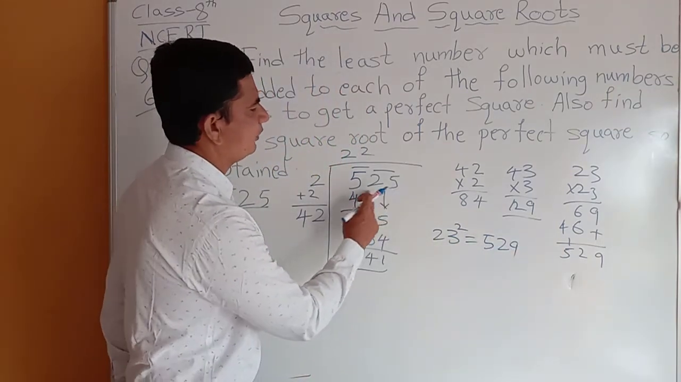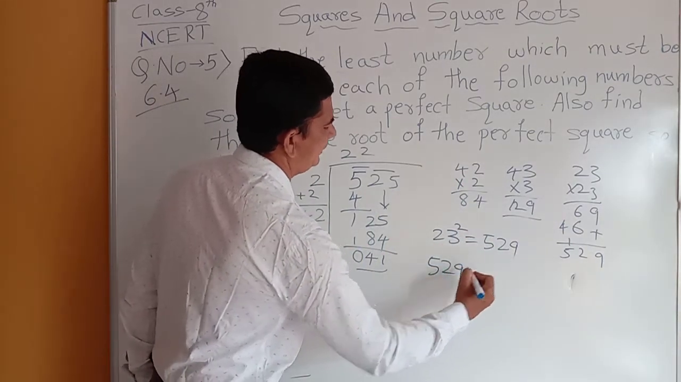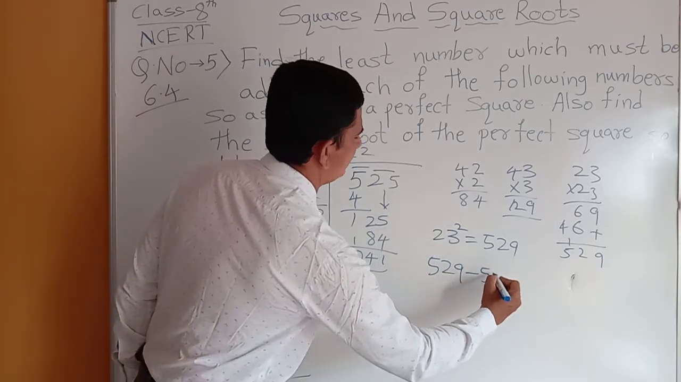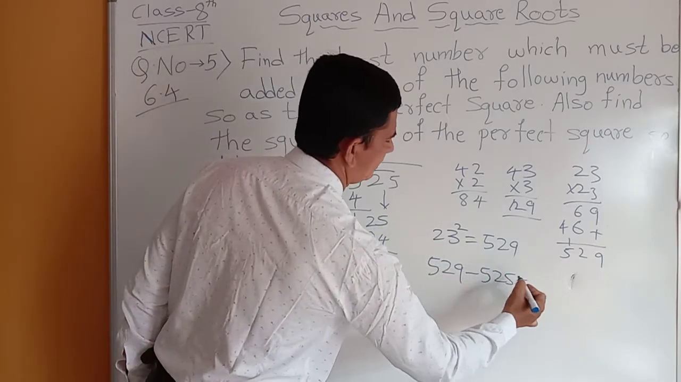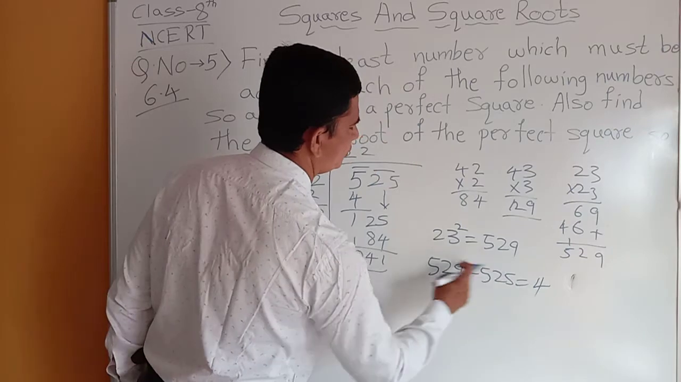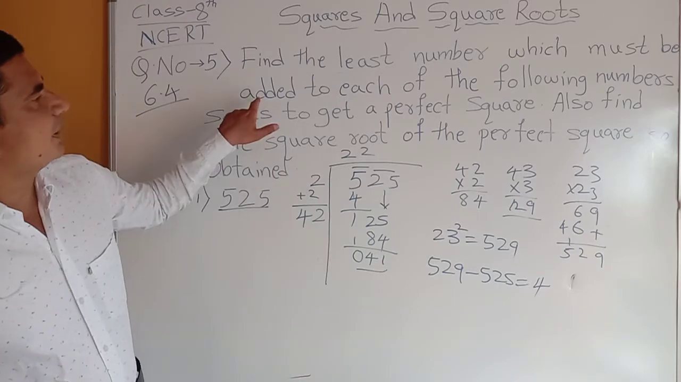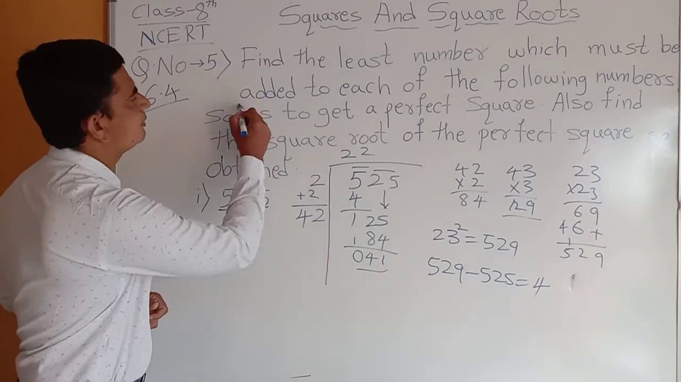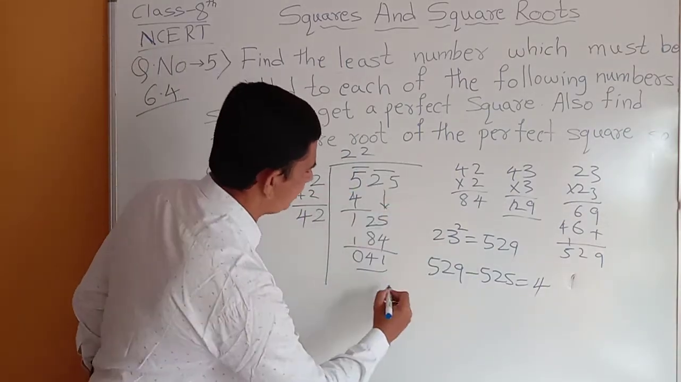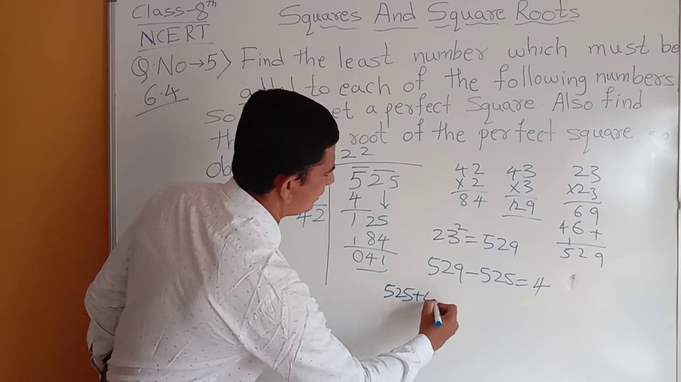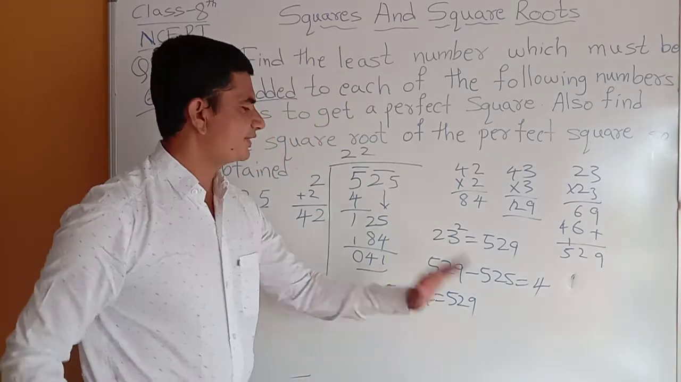Now we have the number 525 in the question. If you subtract 525 from 529, we'll get one number here. 529 minus 525: 9 minus 5 becomes 4 only. 2 minus 2 is 0, 5 minus 5 is 0. So we got 4. Now we know which number must be added to this number to get a perfect square. If you add 4 to this number, 525 plus 4, what will you get? 529. So this is the answer.